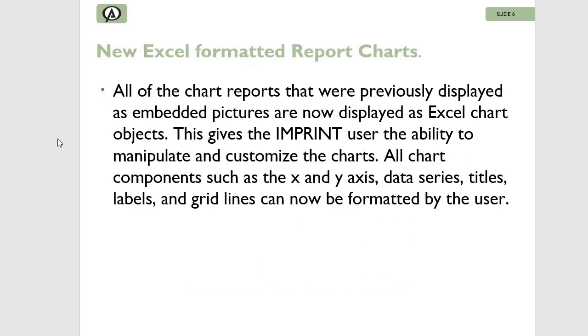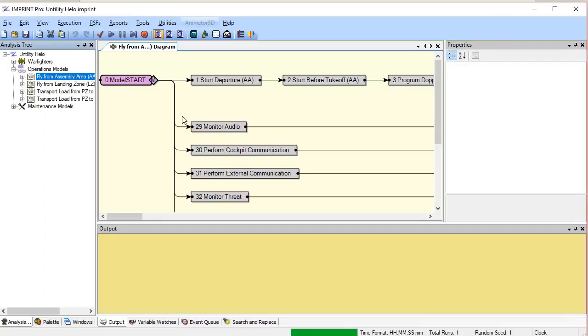The next enhancement is something I am personally very happy about. As you know, all IMPRINT reports are displayed in Excel. We have updated all of the charts that were previously displayed as embedded pictures as Excel chart objects. This is really exciting because it means that you can now manipulate and customize your model chart results in any way you want. You want a different color for a series? Change it. Want to change the axis range? Go right ahead. So let's go back to IMPRINT.